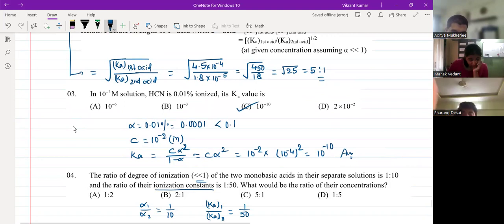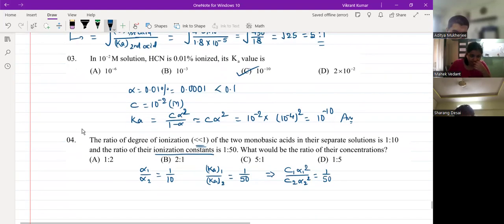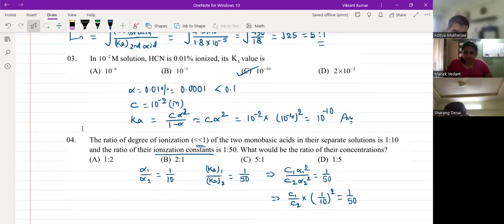So we can write na Ka is nothing but C alpha square. अभी just देखा था. is 1 by 50 and 50, not 50, 50. And then alpha 1 by alpha 2 we are knowing. So we'll write C1 by C2 into this is 1 by 10 ka square is equal to 1 by 50. So that gives you C1 by C2 will become 2:1. That will be the answer.